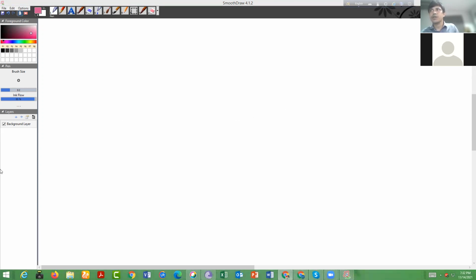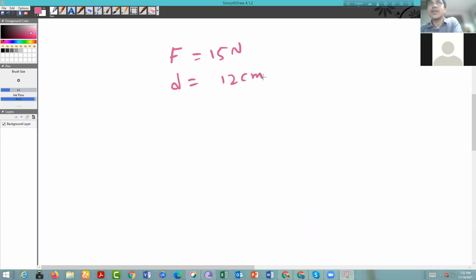So given that you are pushing a door handle, the force equals 15 Newton. The hinge point means the center point, the pivot point. The distance given is 12 centimeter. So what will be the moment of force? Equals 15 times 12.